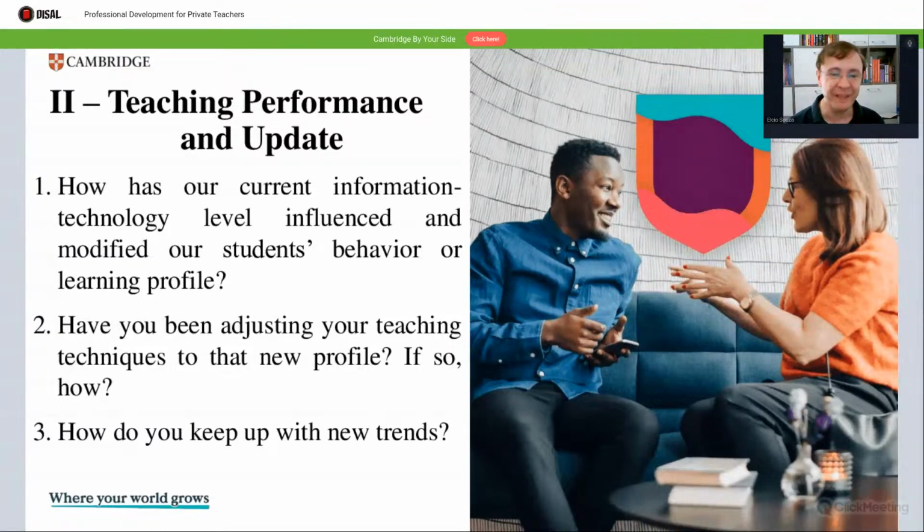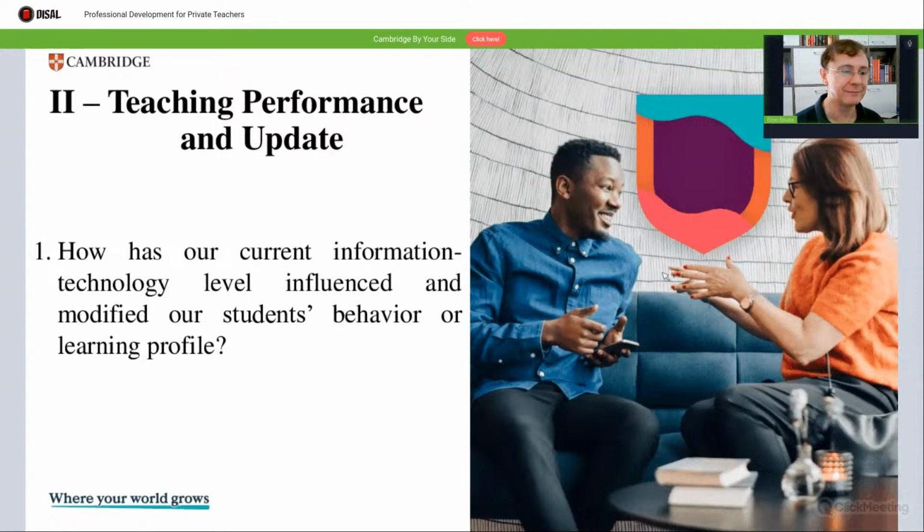Great. So let's take a look at question number 1. So current information technology level, all that information technology can do for us today. How has that changed our students? Are our students still the same? Like 10 years ago, were our students thinking exactly the way they think right now? What is different about the learning process?